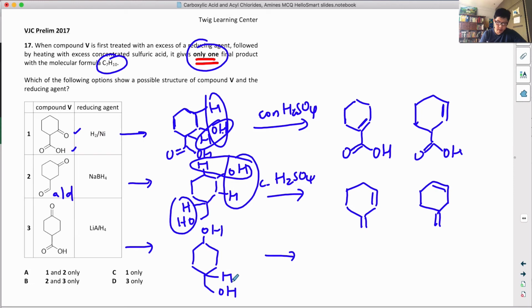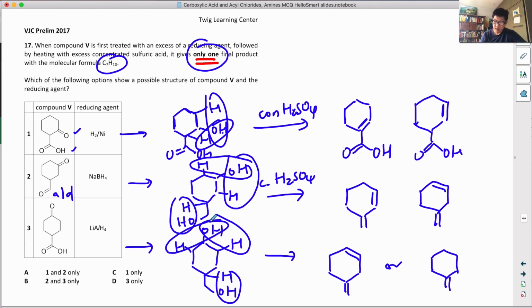This one here, I'm going to take away the H and OH. So I'm going to draw the first part, a double bond here. Over here, you notice I could take away the OH and the H from here, and I get a double bond. Or what happens if I take away the OH and the H from here? The double bond is here. But if you look at it carefully, in fact, these two are the same. Can you see that? You just have to flip it 180 degrees and you realize they're the same, which means this only gives you one product. So definitely 3 is the only answer, D. So that's how we do it.